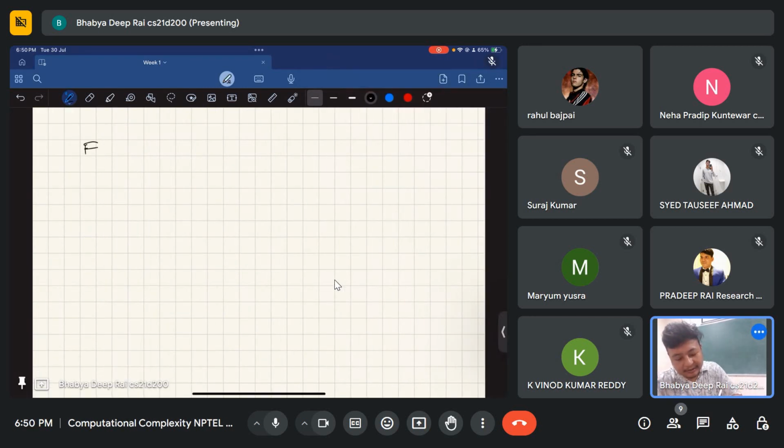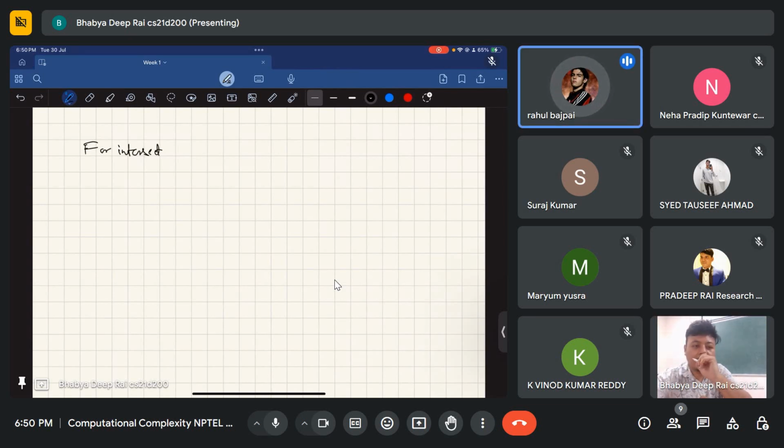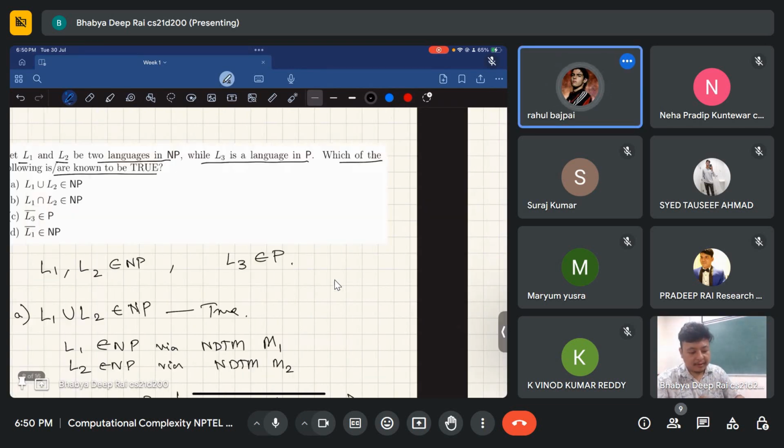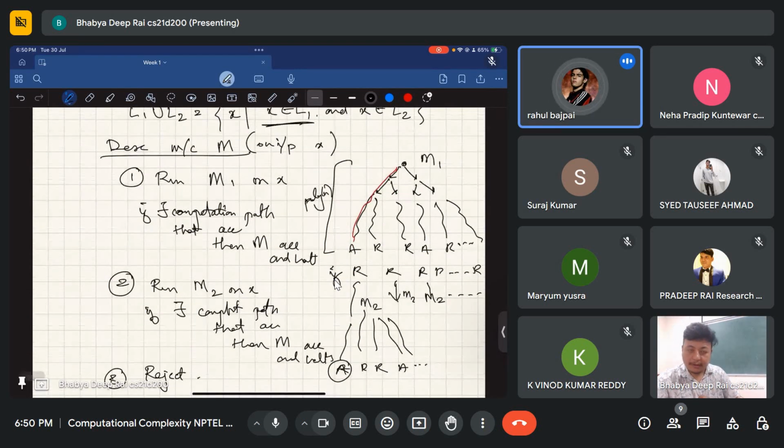For the union, that means we can make a bigger machine M, which takes two subroutines, M1 and M2, and passes the same input instance of that problem to both of these machines, M1 and M2. If either of these accepts, then accept.